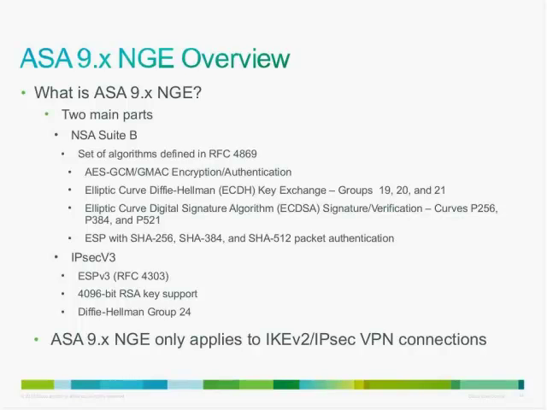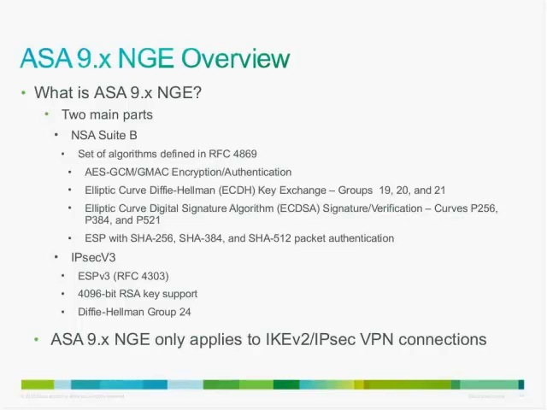Apart from that, as I mentioned before, the next-gen encryption also encompasses IPsec version 3. IPsec version 3 basically has three main parts, which are ESP version 3, 4096-bit RSA key support, and Diffie-Hellman Group 24. Now, ESP version 3 I'll talk about in detail in the coming slide.